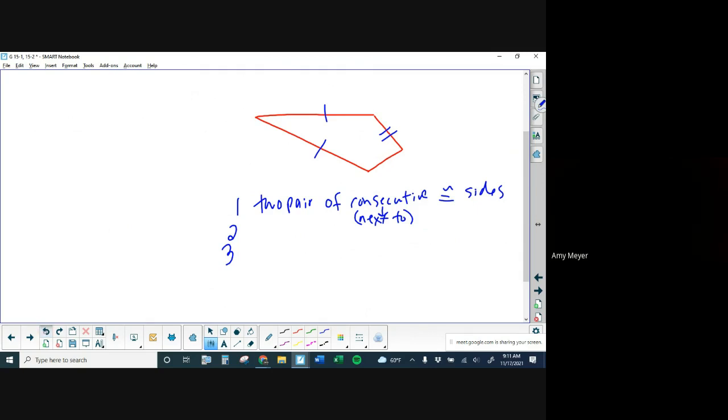So this side and the one next to it match. Can I do this? No, that means they're all 4 alike. These are a pair, they match. These are a pair, they match. That's what makes a kite a kite. There are 2 other properties. So number 2, 1 pair of opposite angles congruent.